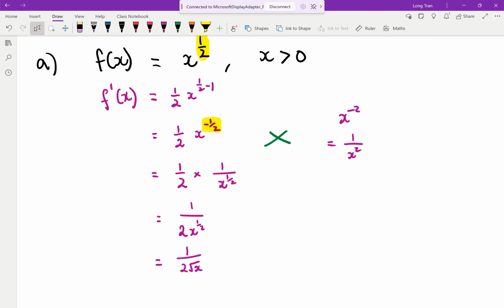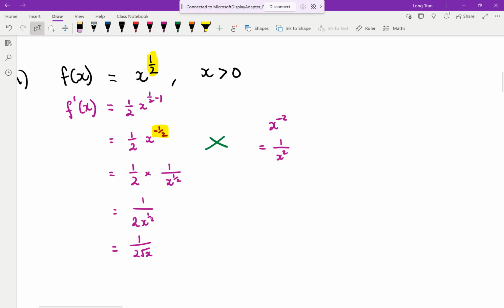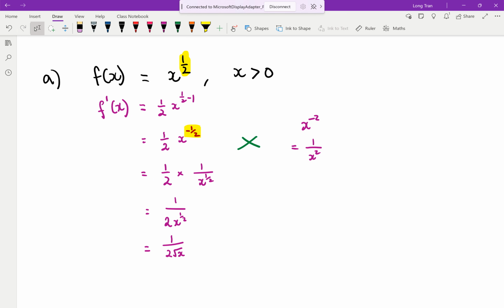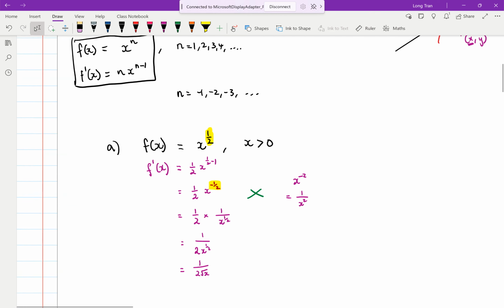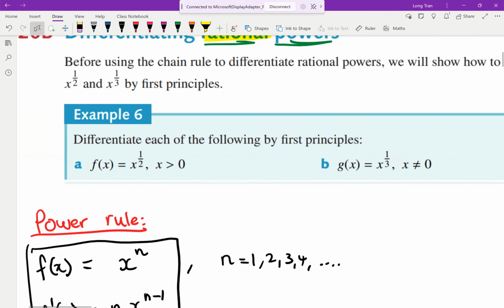If I see that in your SACs, I will penalize you. I will take it off as part of a mark. And obviously if you do it many times, I won't be taking off that many marks, just once. But yes, keep it in positive powers, don't leave negative powers. So that's how you would do a rational power problem.